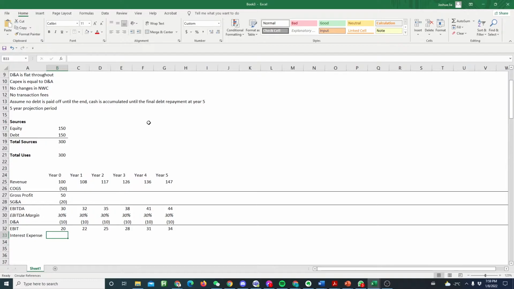If we have 150 of debt from over here, and we have a 10% interest rate, well, we just have to calculate 150 times 10%. So that's 15 interest expense. And this calculation is going to stay constant because we're not going to be paying down debt until we sell the company at the end of year 5. So every year there will be interest expense, including year 5, because we're still going to pay the interest and then we'll sell the company. All right, so now we can get down to earnings before tax.